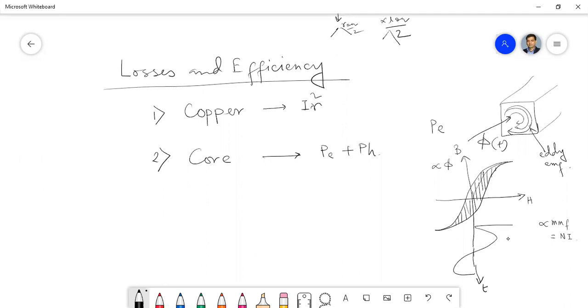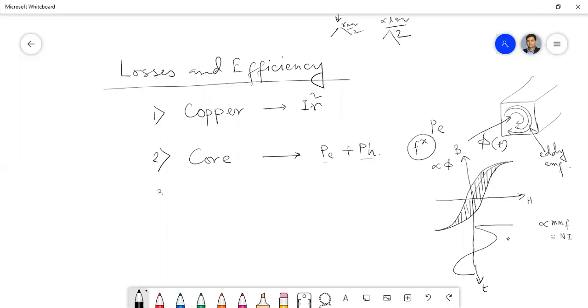And this hysteresis loss and eddy current loss generally depend on the input voltage. If the voltage is less, then these two losses will be less. They also depend on the frequency, but not in a similar way. Eddy current loss is proportional to the square of the frequency, and the hysteresis loss is proportional to f to the power x, where x is a constant. I'm not going into those details. But anyway, both are proportional to the frequency. So these are the two major losses in a transformer.